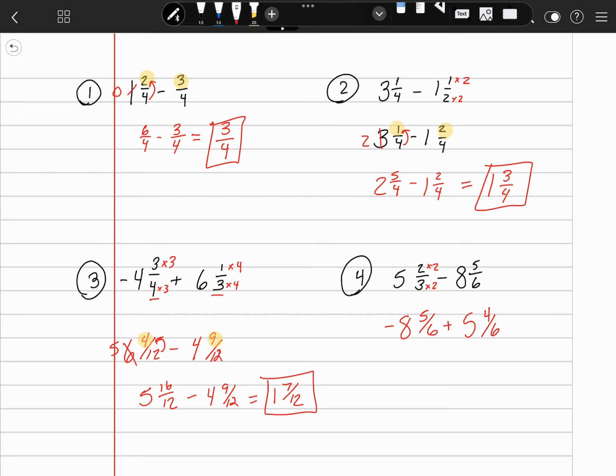4/6. So I'm going to look, can I do 5 minus 4? Well, yes, I can. So I do not need to borrow on this one. I can just subtract. So 8 minus 5 is 3. 5 minus 4 is 1, and I have 6 on the bottom. And then if we notice, my bigger number is negative. So my answer is going to be negative.